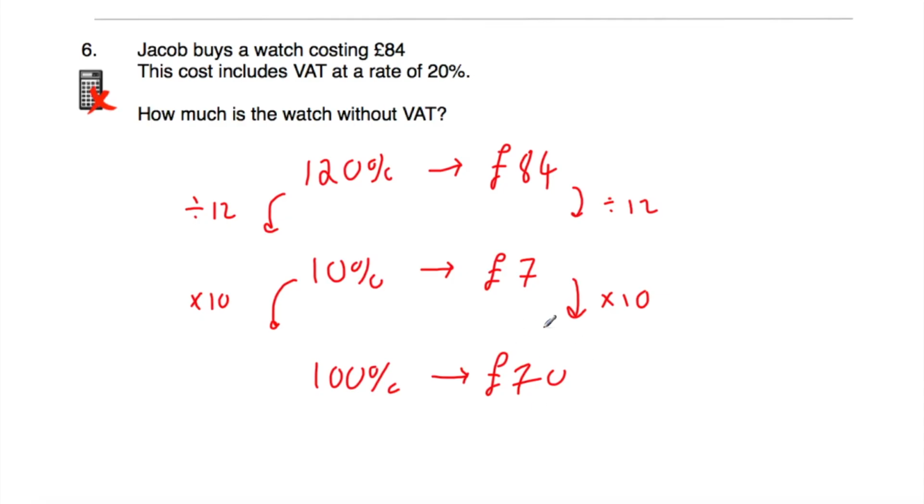The answer is £70. And again, this question is a non-calculator question, so rather than dividing both of these by 120, I've actually chosen to divide both of them by 12, and it just makes it a little bit easier. Okay, so that's that question. We've had a look at question number 6 using our method in terms of getting to 100%. Now let's have a look at it using multipliers.